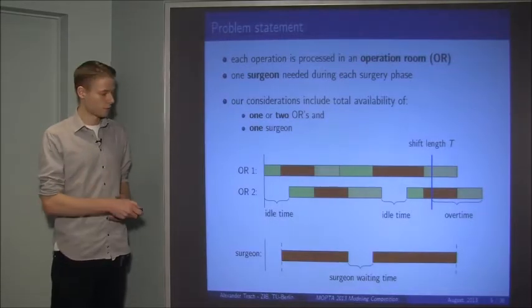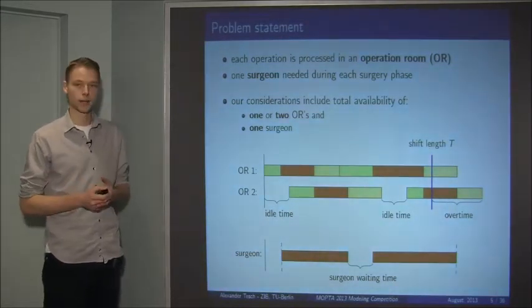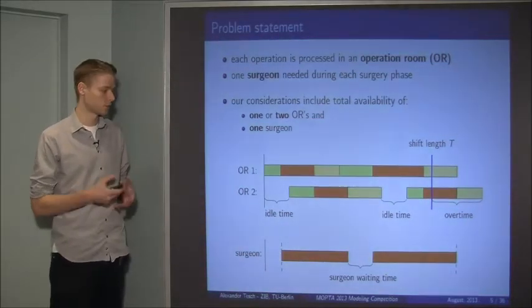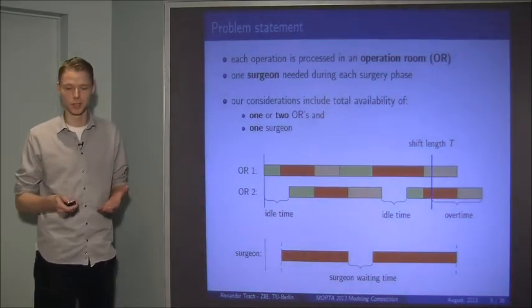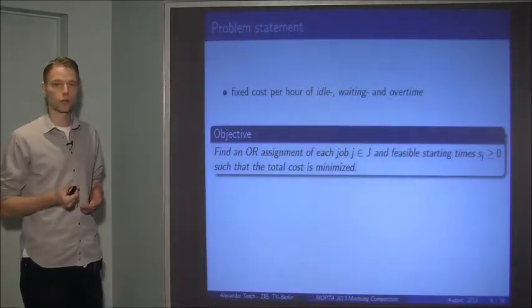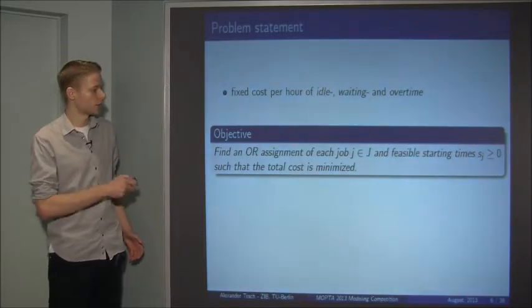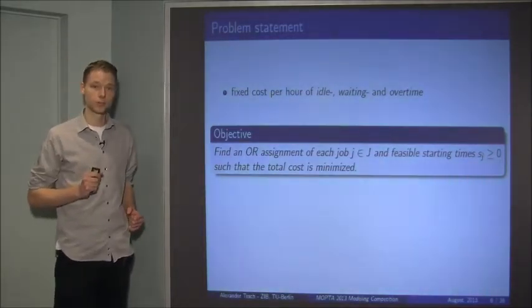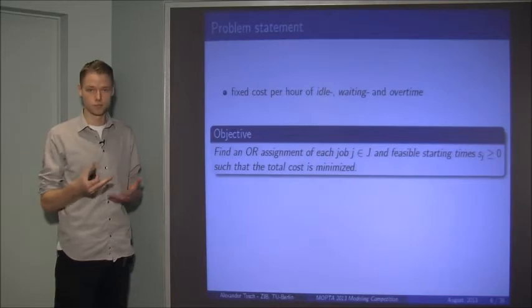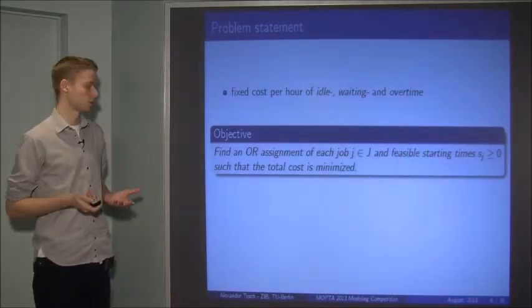For the surgeon, there occurs surgeon waiting time. This is similar to the idle time for the OR, the time where the surgeon has nothing to do. For each of these idle times, waiting time or overtime, there's a cost given per hour. The objective is to find an OR assignment of each job and feasible starting times such that the schedule is feasible and the total cost is minimized.